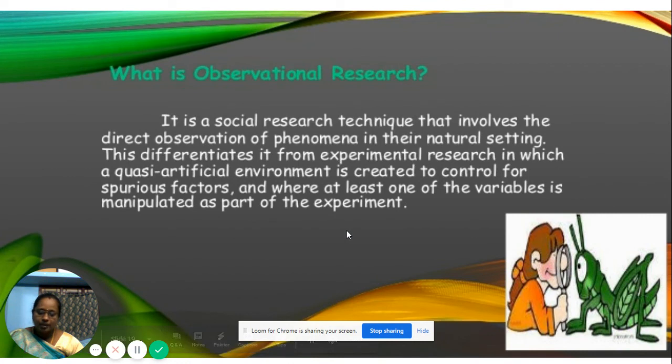The researchers simply observe, measure, or record what occurs. This information is then analyzed and used to draw conclusions.